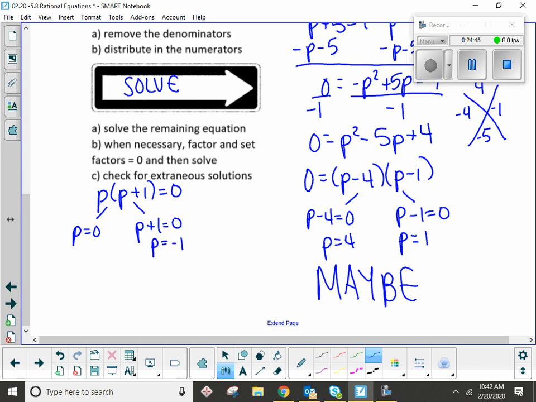These are my excluded values. P cannot be 0. P cannot be negative 1. Did I get either of those values? No. So these are good. Congratulations. We'll do practice problems together tomorrow, okay?